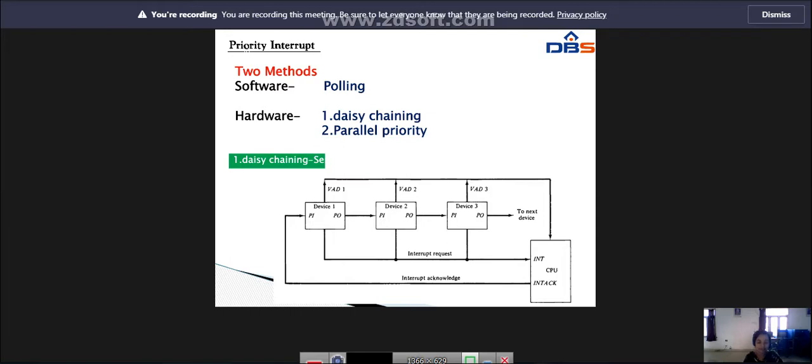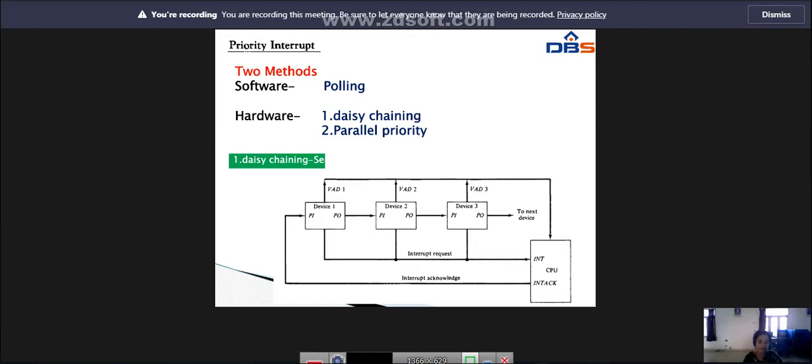Okay, so the acknowledgement signal passes to the next device through the PO. After that it moves to the PI, after that it moves to the PO. PO sends to another device again. So the acknowledgement moves to every device available in this chain.